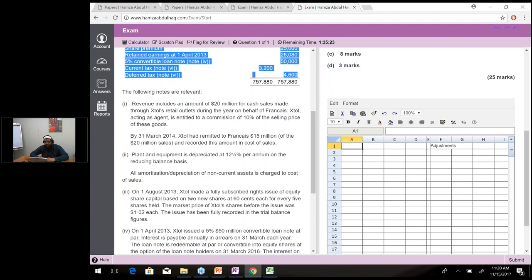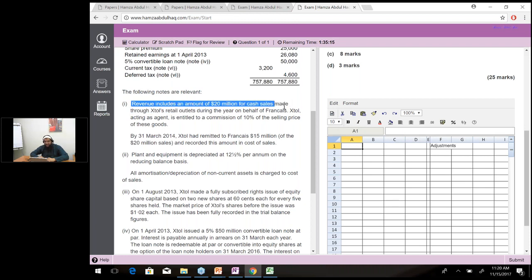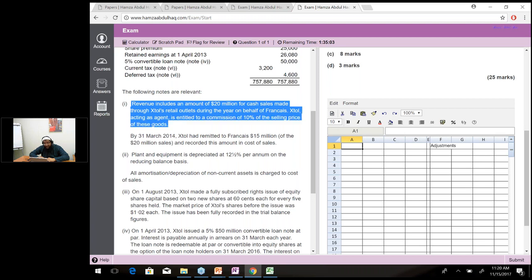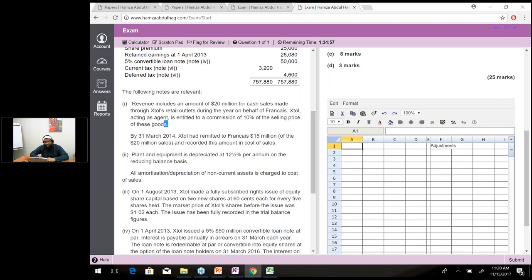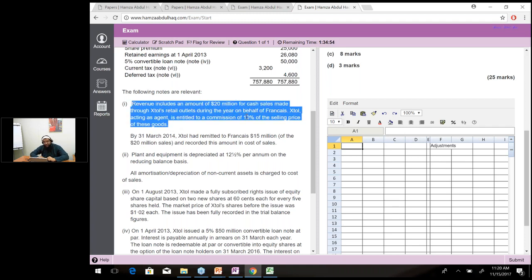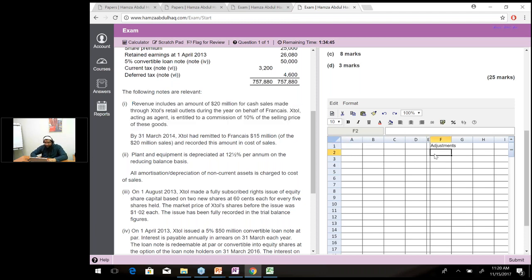So let's start solving. The following notes are relevant. Now the question says that revenue includes an amount of $20 million for cash sales made through Extol's retail outlets during the year on behalf of another company, which is Francis. Extol, acting as agent, is entitled to a commission of 10% of the selling price of these goods. So actually, Extol is the agent and will receive a commission of 10%. But Extol has recorded the revenue of $20 million, which means the revenue has been overstated. Overstated by what amount? What do you people say?